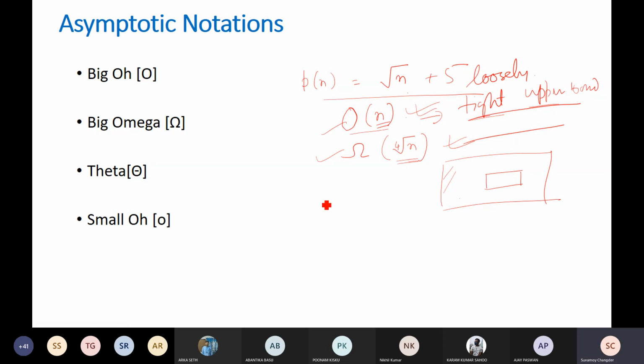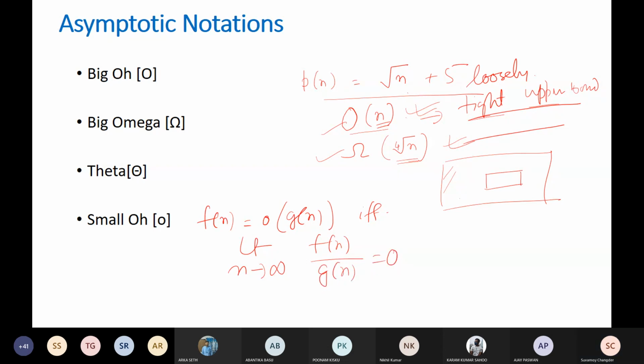Small o is defined as: f(n) can be bounded as small o of g(n) if and only if the limit as n tends to infinity of f(n) by g(n) equals 0. So here we are saying that when n is very large, the ratio between these two is negligible and tends to 0.